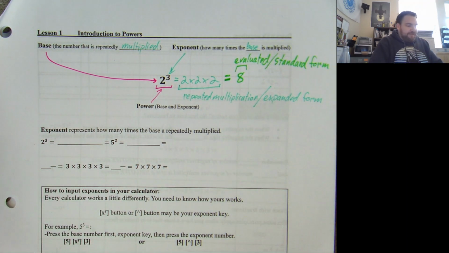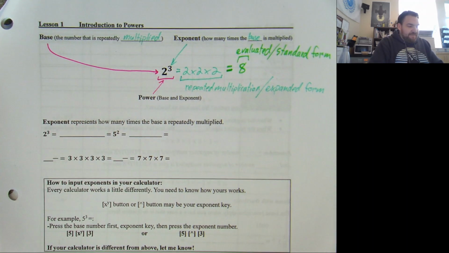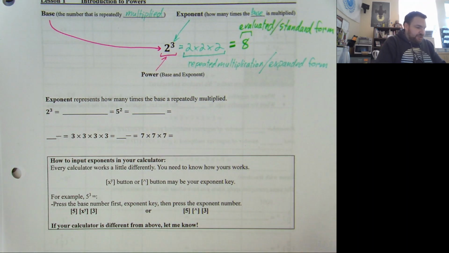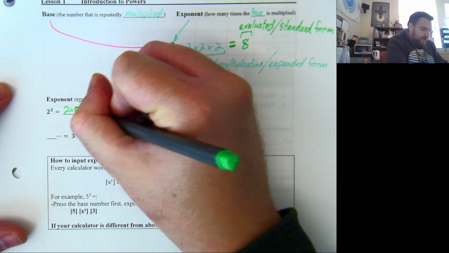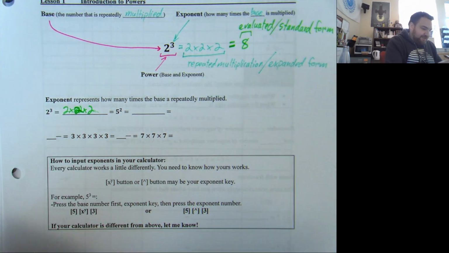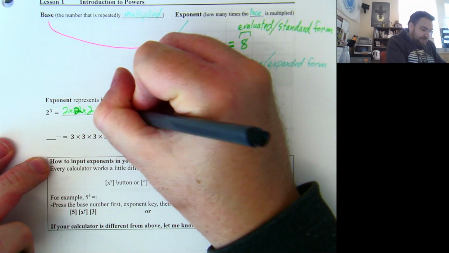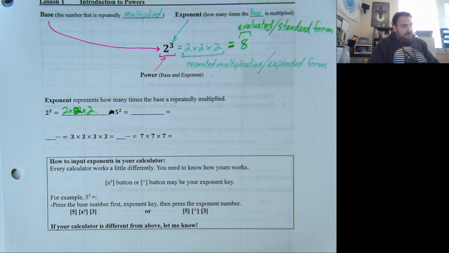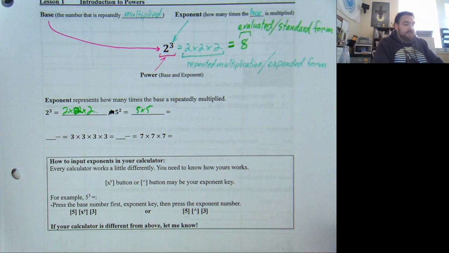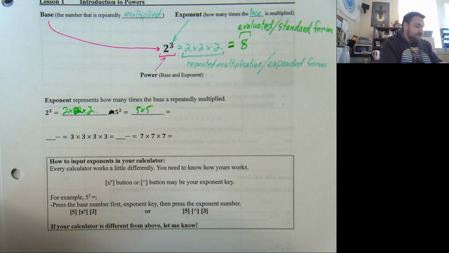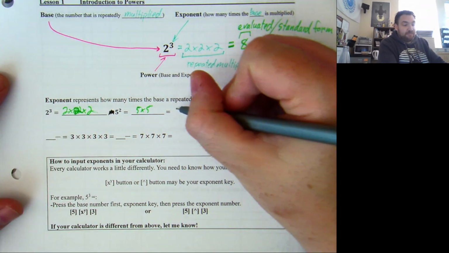So the exponent represents how many times the base is repeatedly multiplied. So again, 2 cubed is 2 times 2 times 2. That equal sign should not be there because 2 times 2 times 2 is not equal to 5 squared. 5 squared then is just going to be 5 times 5, which happens to be 25.